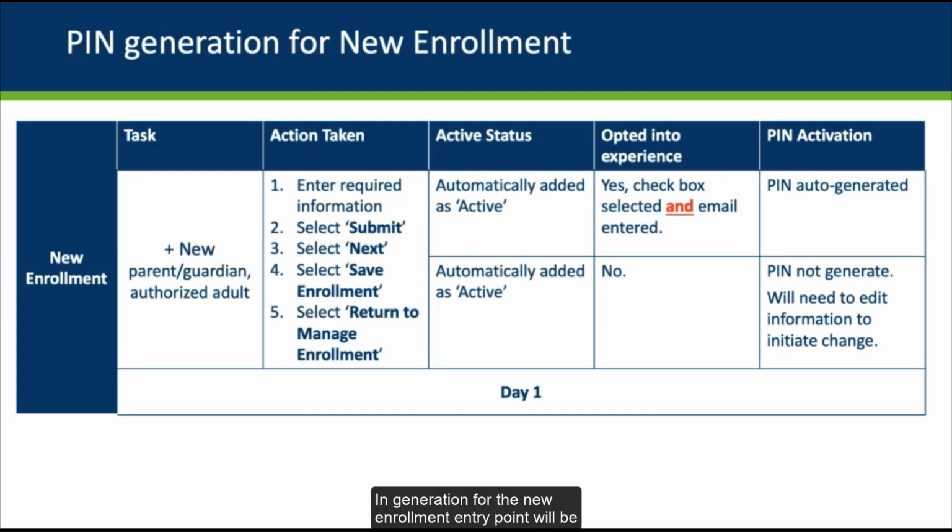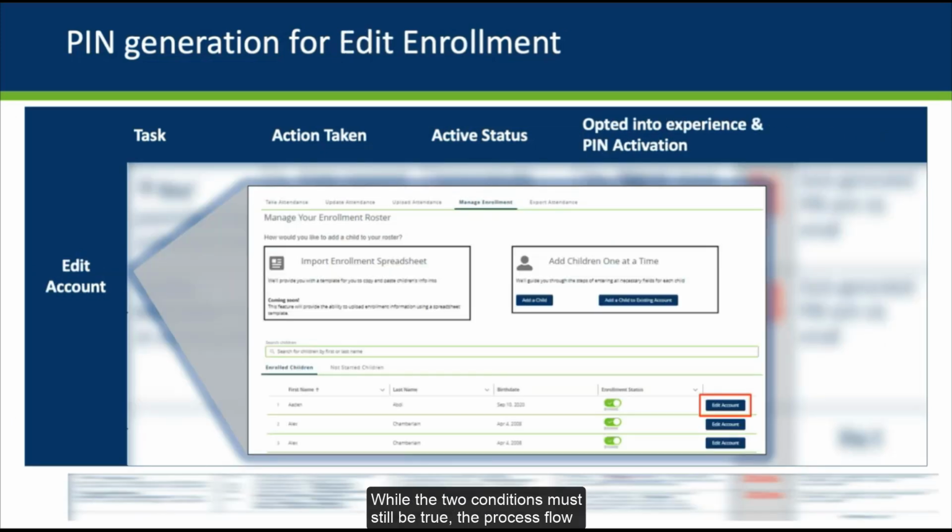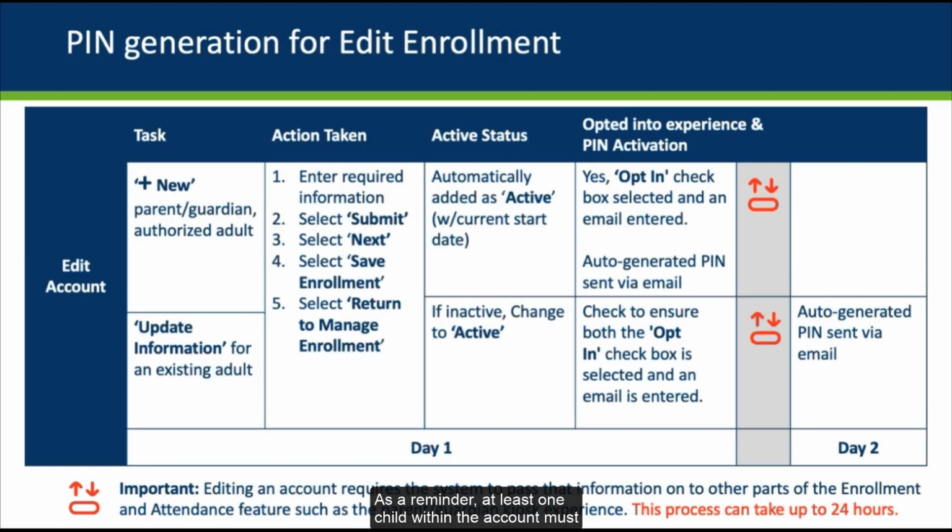PIN generation for the new enrollment entry point will be triggered within a few minutes of completing the process flow outlined here and that will be demonstrated. While the two conditions must still be true, the process flow functions slightly different from within the Edit Account functionality. As a reminder, at least one child within the account must have a current active status, and the provider must have opted into the kiosk experience for the adult by selecting the opt-in checkbox and provide an email address.